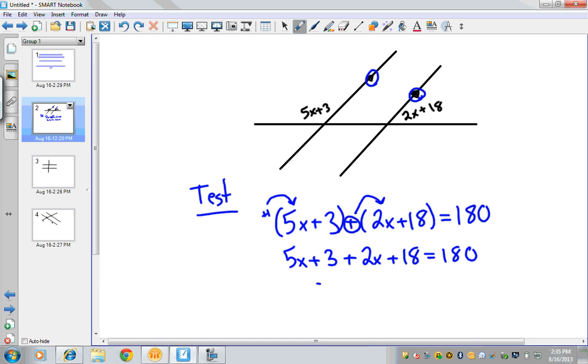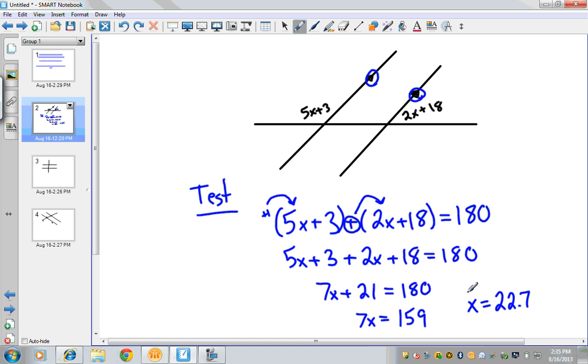Now I'm combining like terms. I get 7x plus 21 is equal to 180. Then I will subtract 21, so I get 7x is equal to 159, I believe. I just made this problem up, so I don't even know if I'm going to get a whole number. I might get a decimal, so let's see what happens. When I divide it out, it turns out x is equal to 22.7.